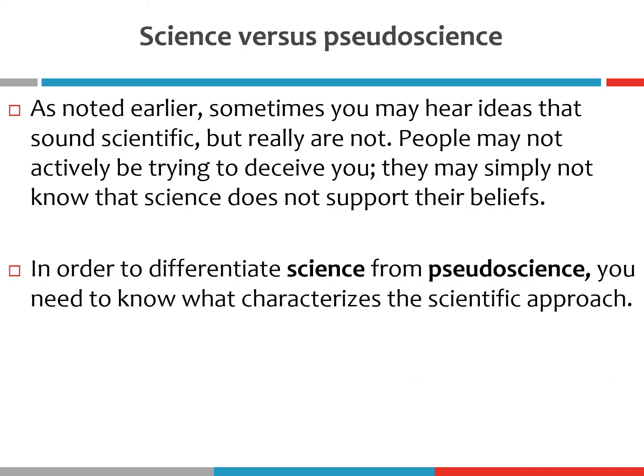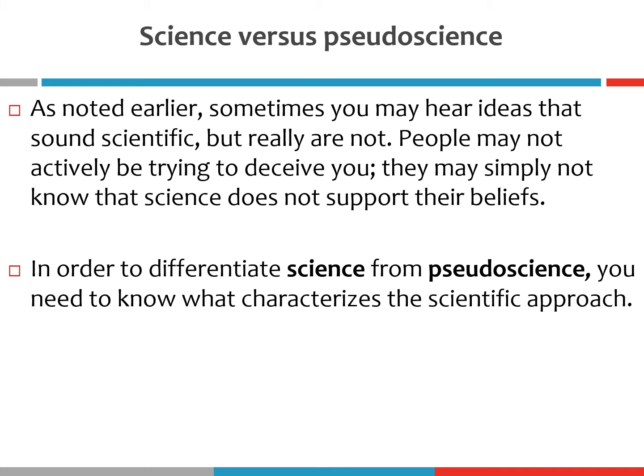So, what is the relative importance of scientific literacy, or why have we been talking about it so much? Well, the main benefit of scientific literacy is that it allows us to distinguish between science and pseudoscience, right? Or it allows us to better understand what characterizes the scientific approach, right? So sometimes people have unscientific or pseudoscientific ideas because they're actively trying to deceive you. But in some cases, they have pseudoscientific beliefs simply because they don't know that science doesn't support their beliefs, right?